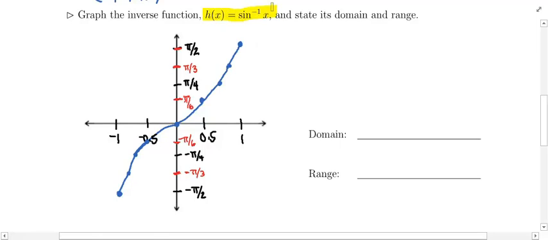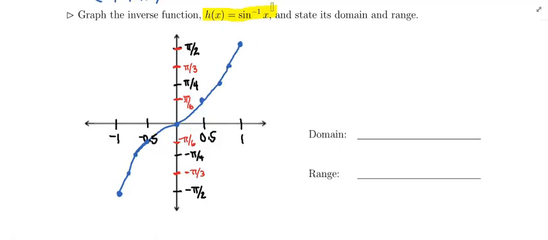Remember how sine of x repeats indefinitely in both directions? So you may be wondering if this inverse function repeats, and the answer is no. This is the entire inverse function. It does not repeat. It's an extremely tiny graph.